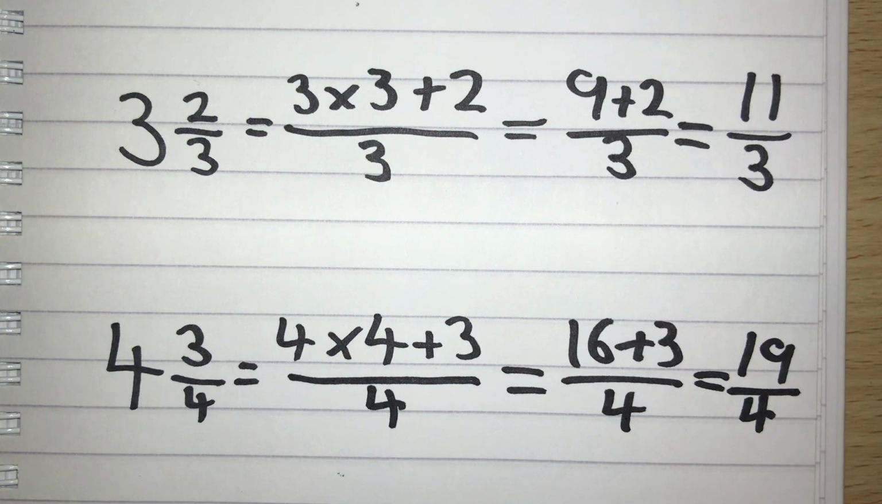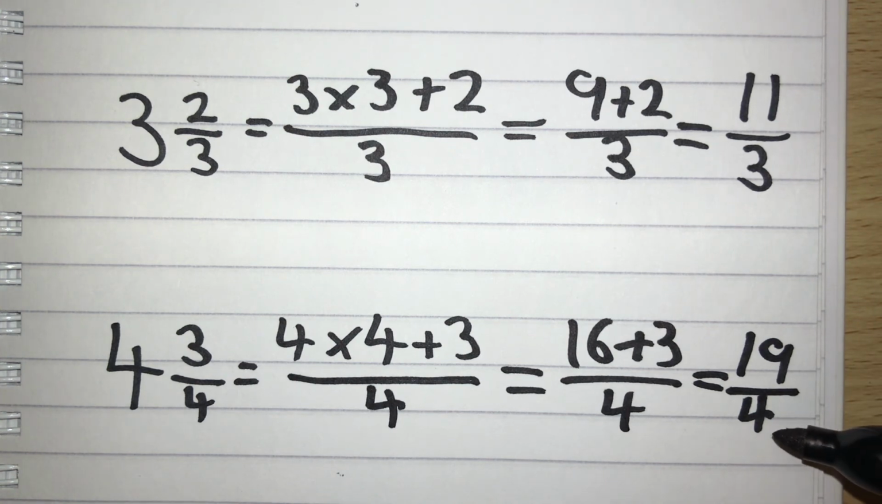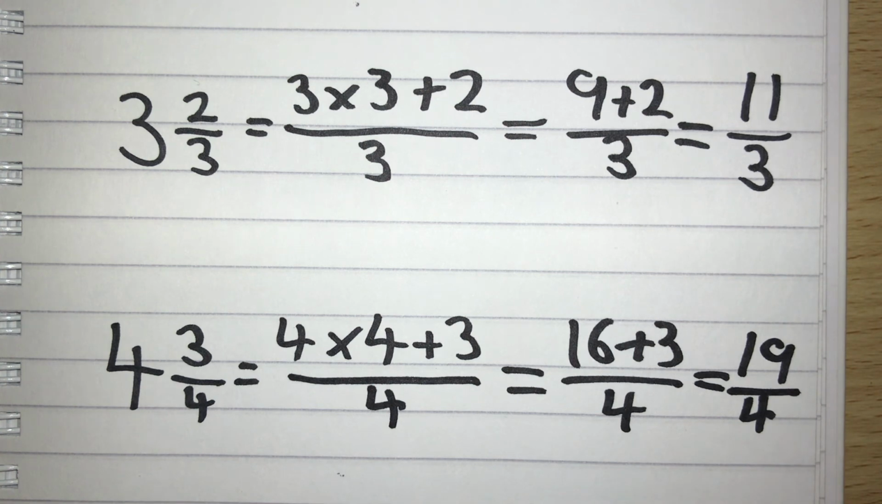If we were then to go backwards into our mixed numbers, we could of course say 19 divided by 4 would give us 4 whole ones. We'd have 3 left over, so 4 and 3/4. And that's how we convert between our mixed numbers and our improper fractions.